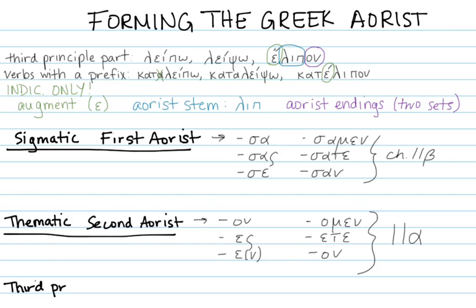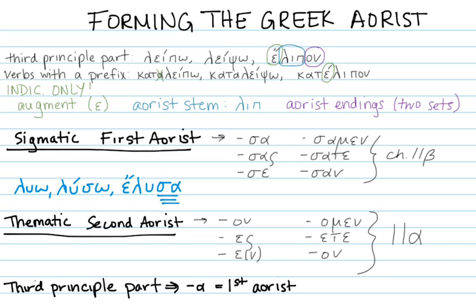So let's move on to how you identify whether the verb that you are interested in is going to use the first aorist endings, the ones with the sigmas, or the second aorist endings, the ones with the theme vowel. To do that, you go to the third principal part. If it ends in an alpha, then we use the first aorist endings. So for example, the sample verb luo, luso, elusa, that alpha tells you that you're using the first aorist endings. We don't know how to do that yet. We'll learn it in 11 beta.